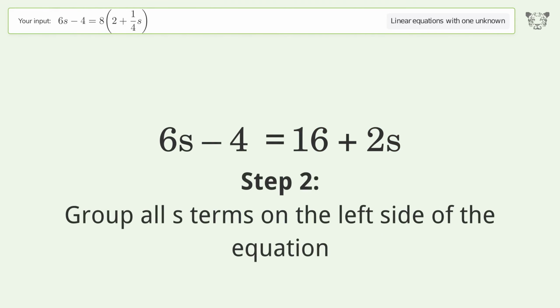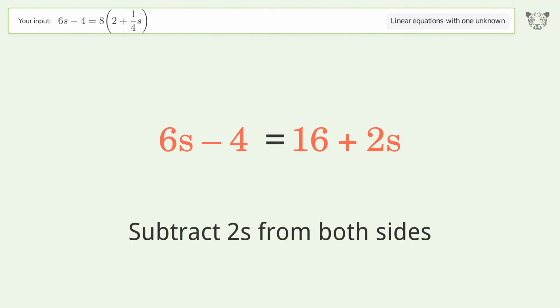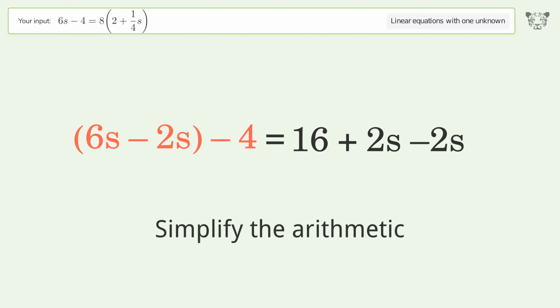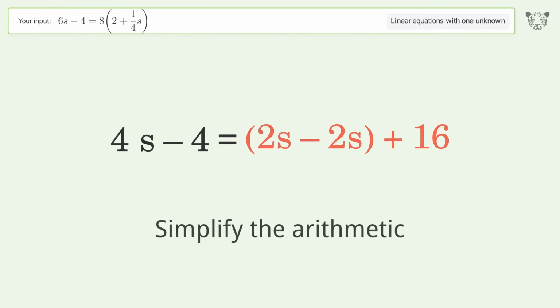Group all s terms on the left side of the equation. Subtract 2s from both sides. Group like terms. Simplify the arithmetic. Group like terms. Simplify the arithmetic.